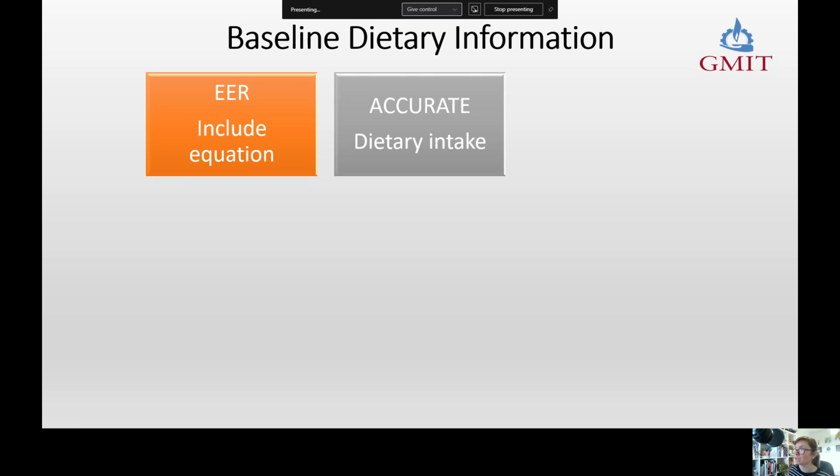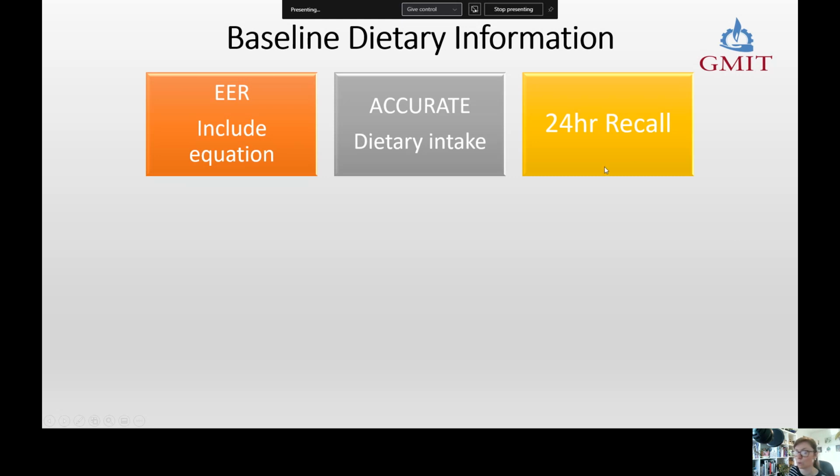The next thing that you want to do is get dietary information. So capture what are they eating at the moment. And in big writing here, you've got accurate dietary information. We can take this in a few different ways, but it's so important that you make sure this is accurate, or as accurate as possible, because it's very difficult to gather dietary information.